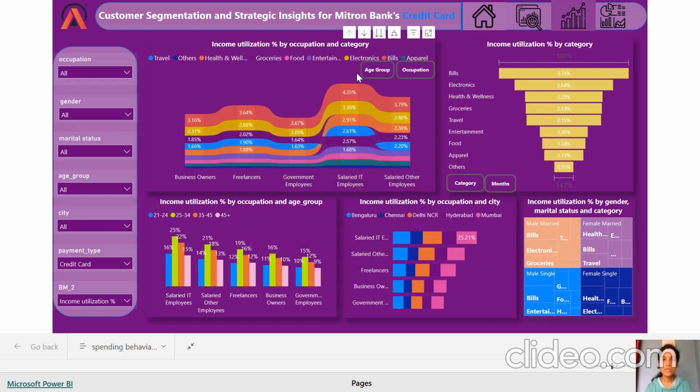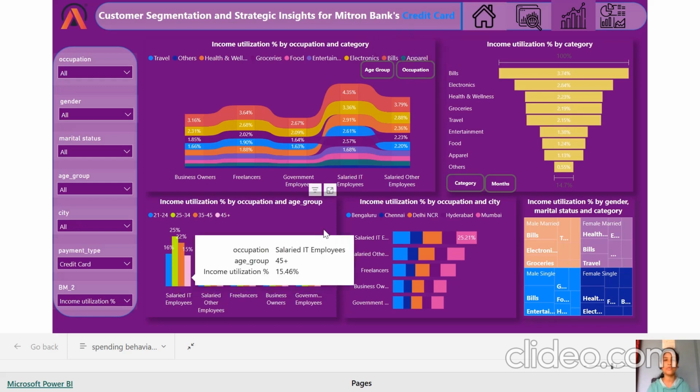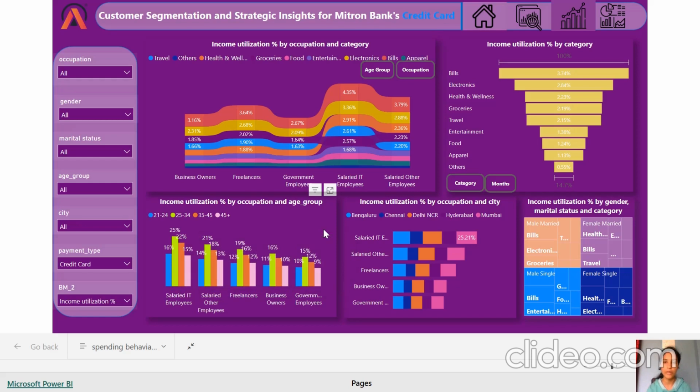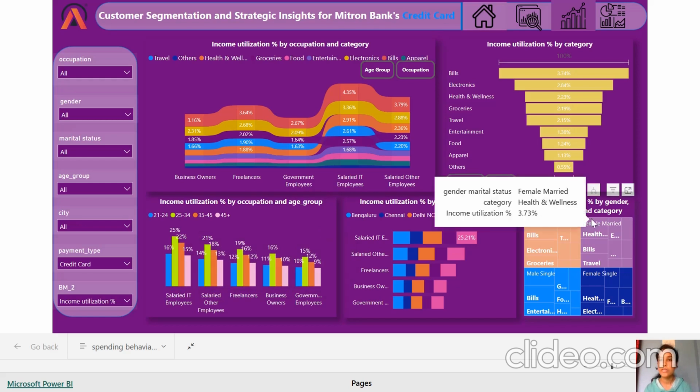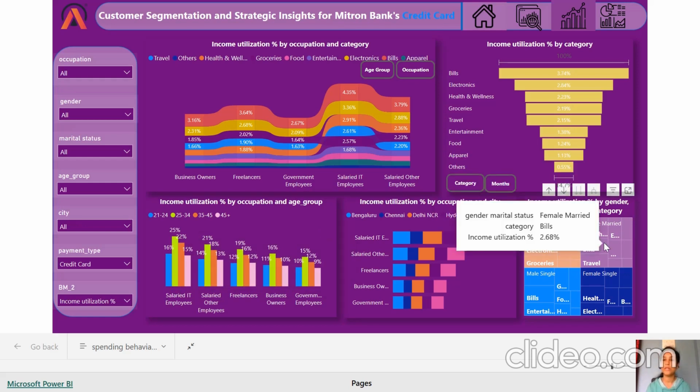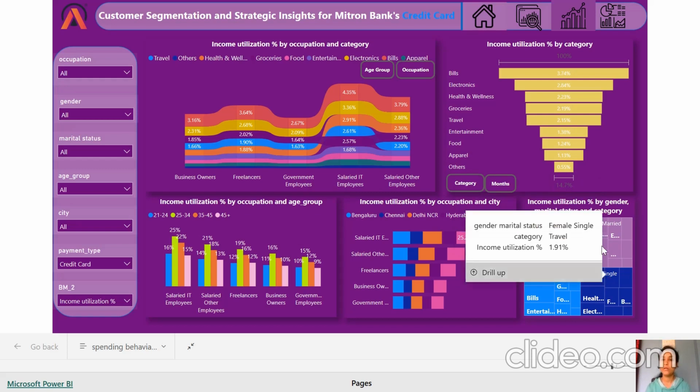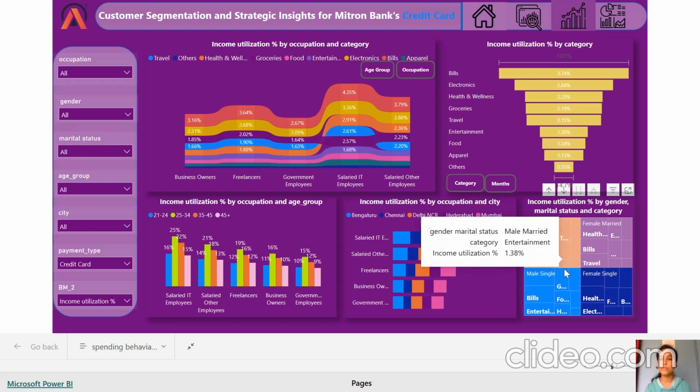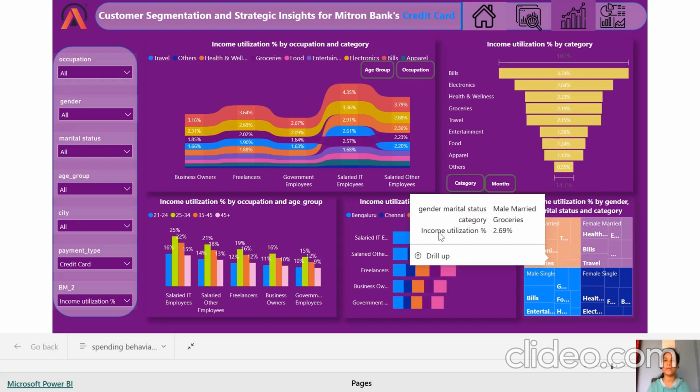Okay, so this is all about the age group, the occupation and the categories, in which category the income utilization percentage is high and in which it is at a medium level. If I consider gender and marital status, there is not much difference. Almost all the groups are the same, meaning the ratio across all the groups is the same.